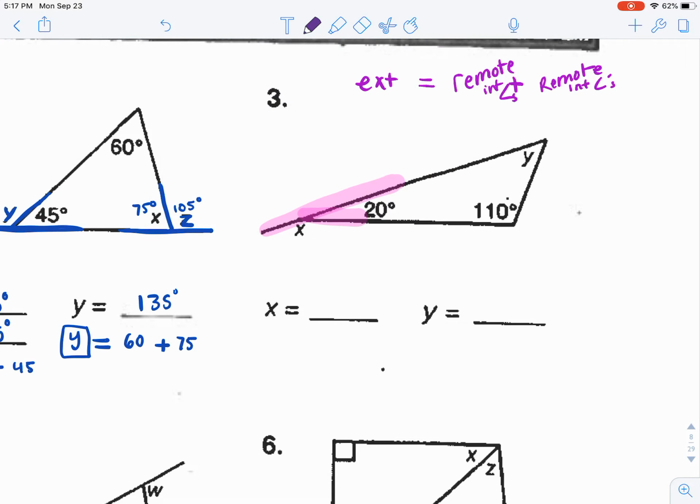So, with that said, if we look at x, x would be 180 minus 20, 160. If we want to find y, well, 20 plus 110 plus y add up to be 180. So we can add 110 plus 20, we get 130. And then 180 minus 130 will give us y, 50 degrees.